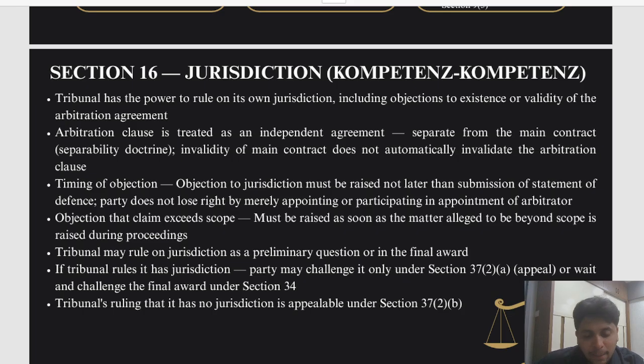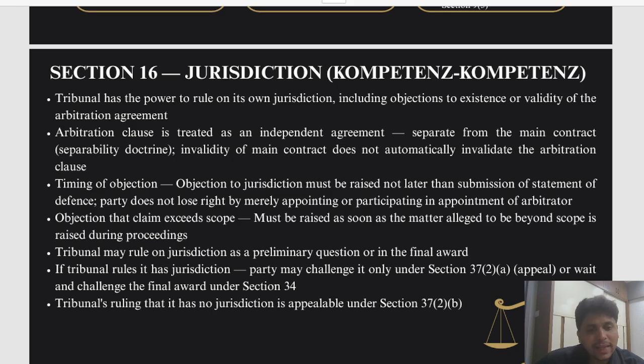Again, a very important aspect. Many of the judges or arbitrators, for that matter, will hear both the parties in detail and then come to a conclusion with respect to jurisdiction. Next, if the tribunal rules that it has jurisdiction, the party may challenge it only under section 37(2)(a) by an appeal, or wait and challenge the final award under section 34. This means the orders of the arbitrators are challengeable under section 37 as well, or else the parties definitely have an option to wait for the final award and then challenge the award under section 34 of the Act. Again, with very limited grounds.